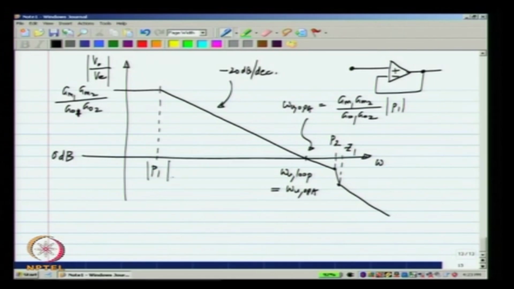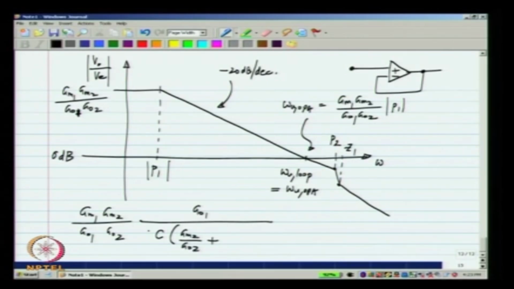Times the magnitude of P1, and if we evaluate that, P1 is nothing but GO1 by, okay. So, that cancels with that, and this approximately cancels with that, and this C times GM2 by GO2 plus 1 is much larger than C1.